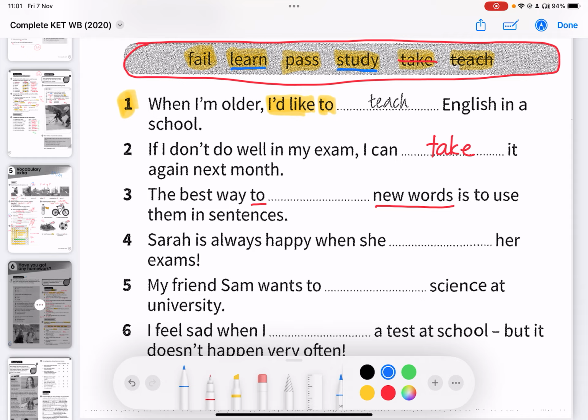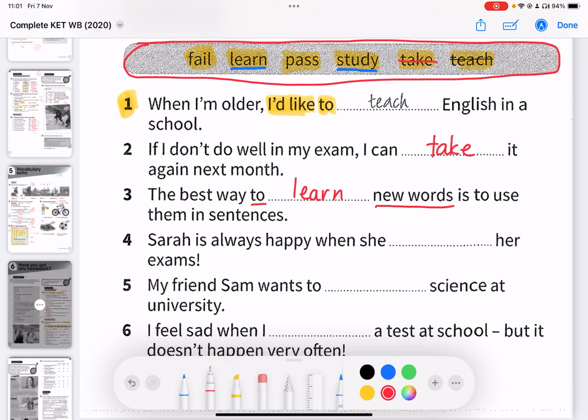And we've got here, so which one do you choose here? We are just focusing, tập trung, focus. We're just focusing on new words. So yes, you're right. Learn. So the best way to learn new words is to use them in sentences.